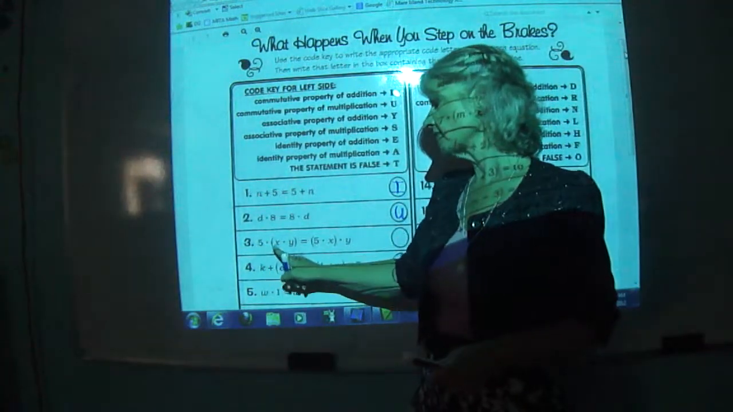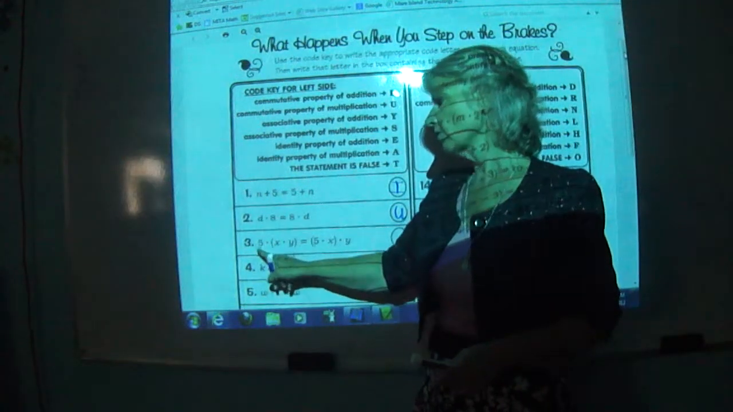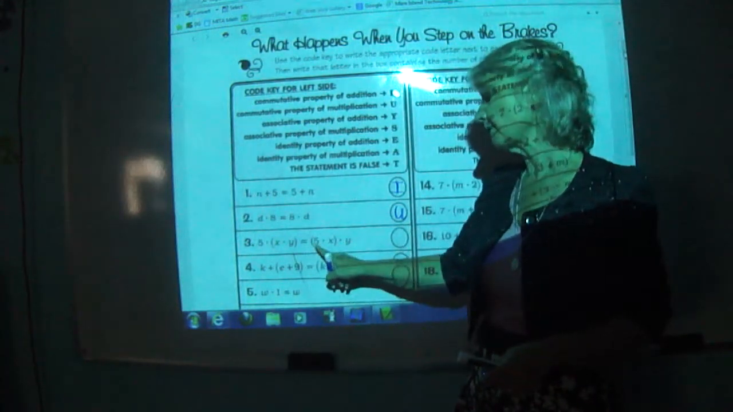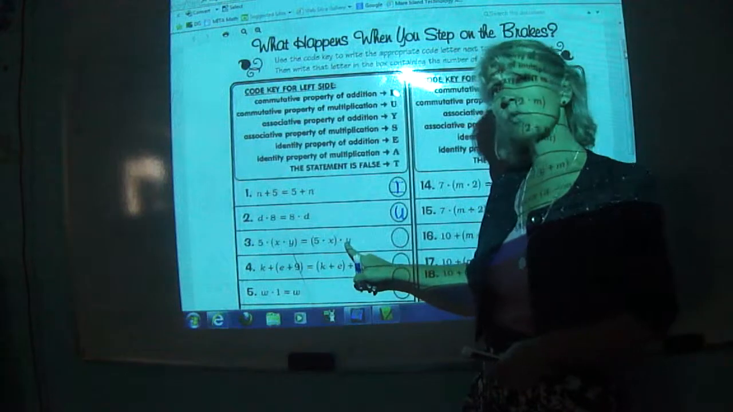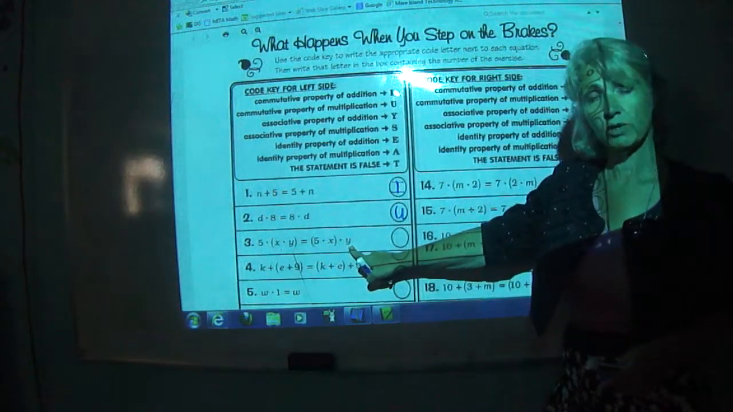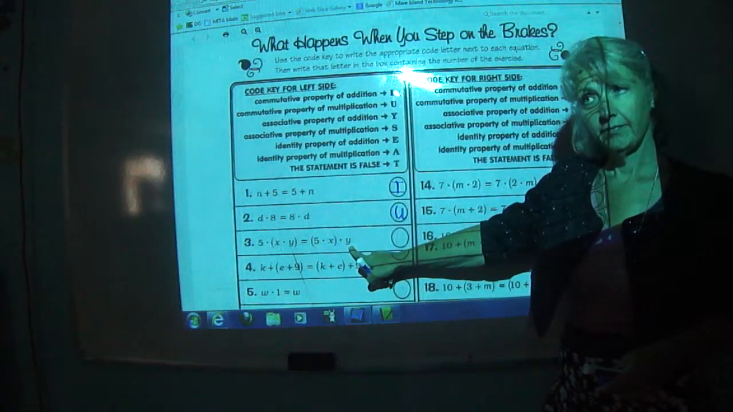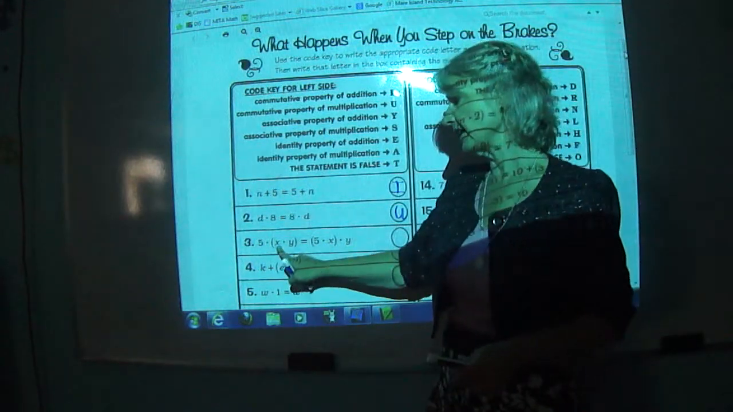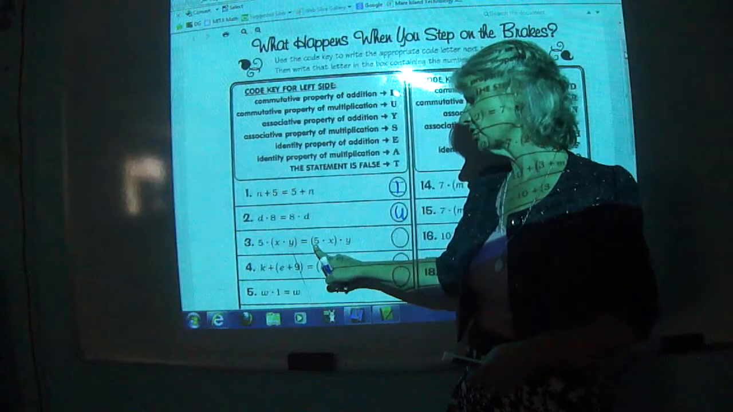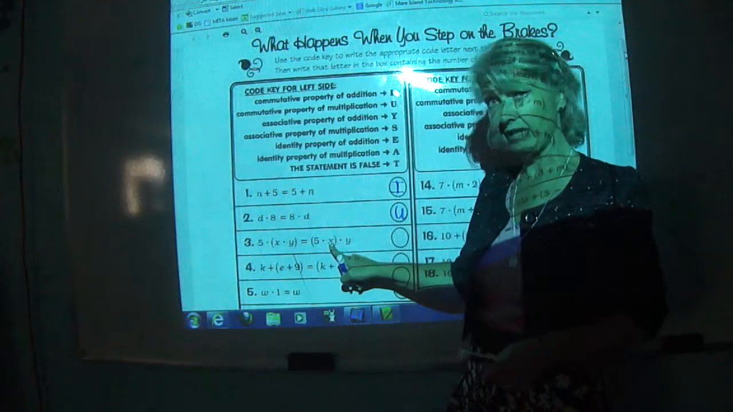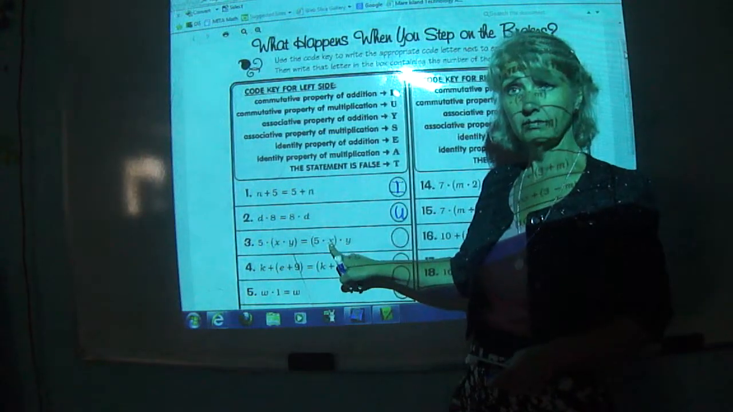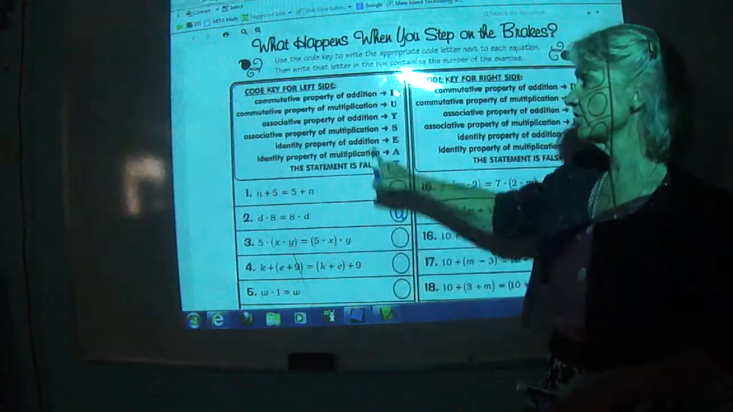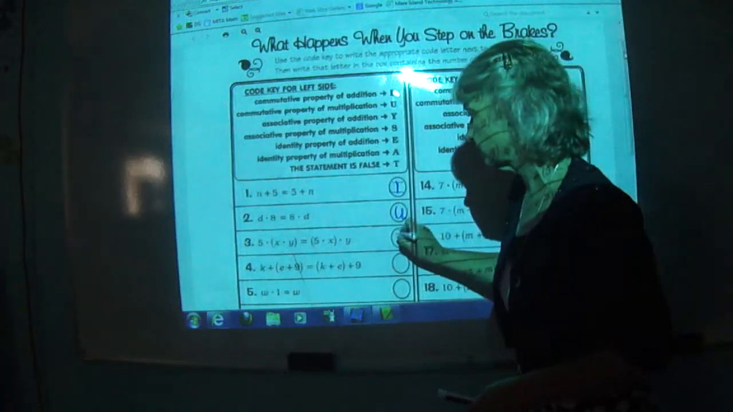Here, I have 5 times quantity x times y, and then I have quantity 5 times x, times y. So what happened in these two expressions? The parentheses changed. You're associating x and y here, and you're associating 5 and x here. But is it a problem? No, because we're multiplying. So we're doing the associative property of multiplication.